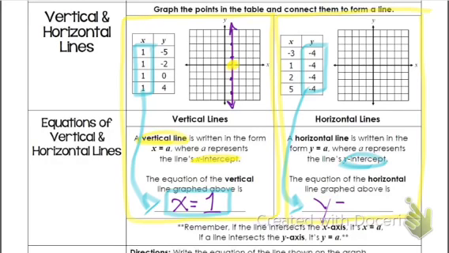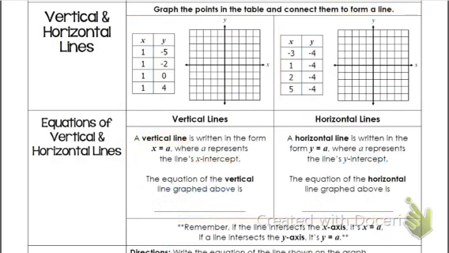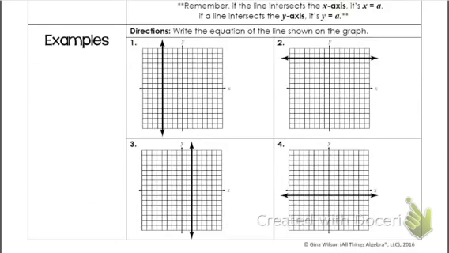Okay, sorry. So y equals, and then wherever it crosses the y-axis. So this one was down here at -4. So it's y equals -4, and that is your equation. Okay, and so down here it gives us another little reminder: if the line intersects the x-axis, then it's x equals whatever the number is. If the line intersects the y-axis, then it's y equals whatever the number is. Okay, let's go down and practice writing a few of these equations.